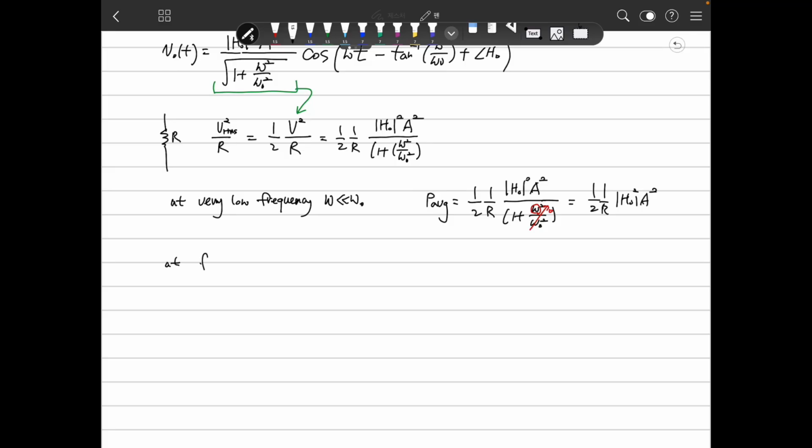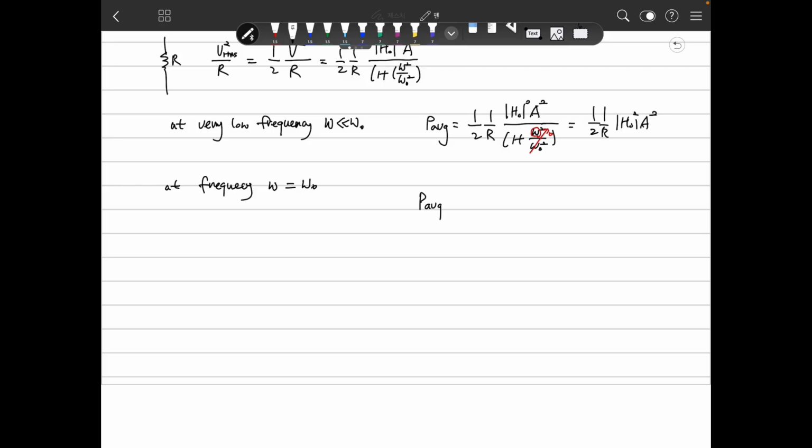But at the frequency where omega is exactly the same as omega 0, what happens? It will be (1/2)(1/R) H0² A² / (1 + (ω0/ω)²). Because this is 1, therefore it is 1/2 × 1/2 × 1/R H0² A². So it is exactly half at omega equal to omega 0.